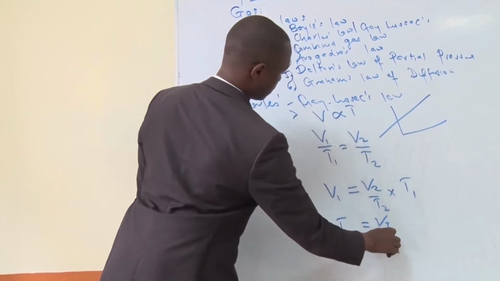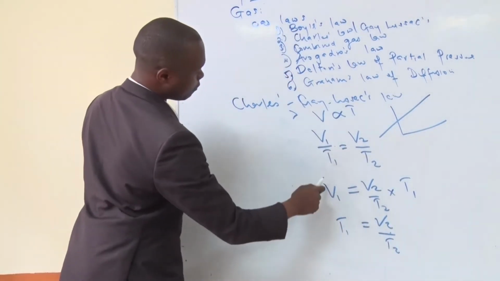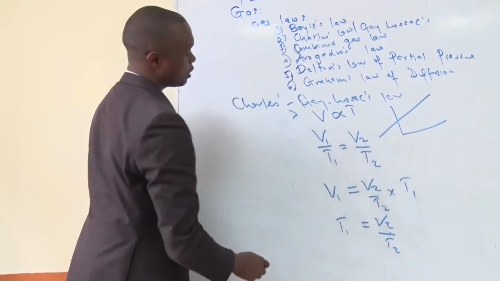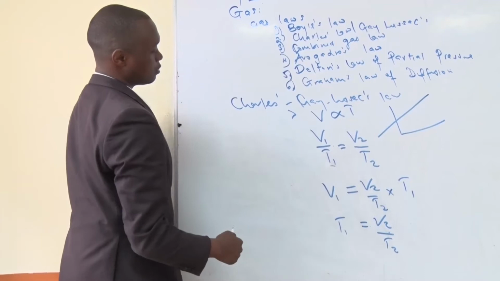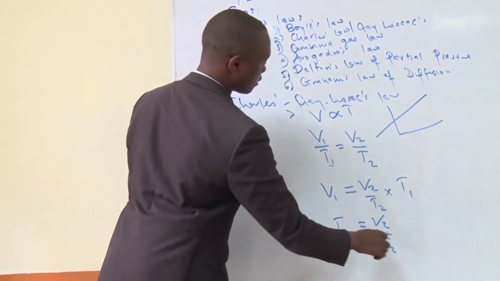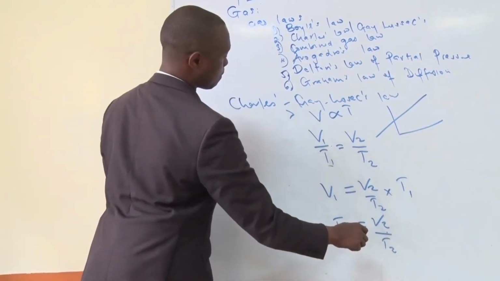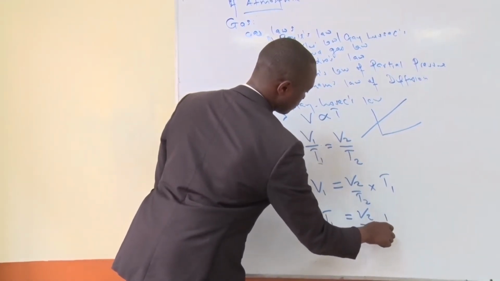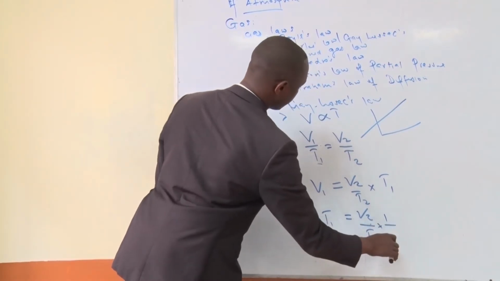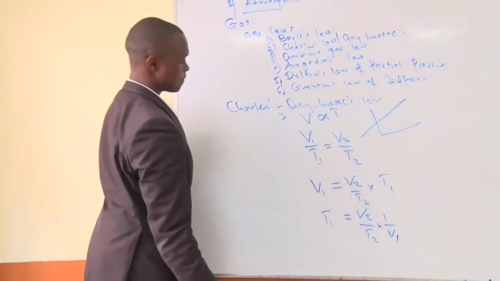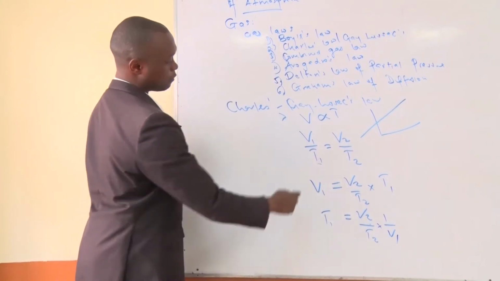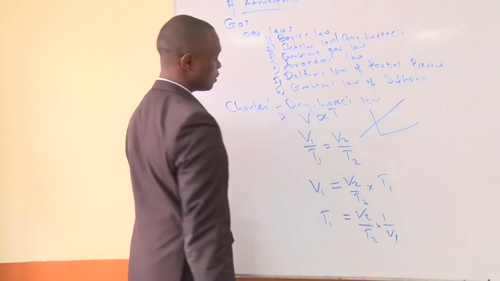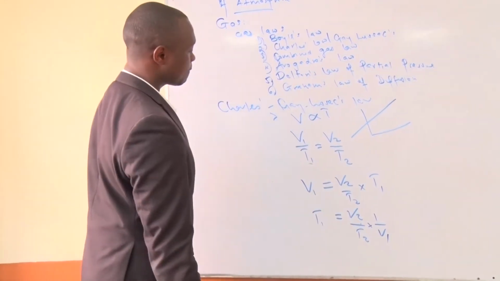We have said V1 from our equation here. You can see V1 over T1 is equal to V2 over T2. We are looking for T1. So T1 is V2 over T2 divided by V1. So basically it is V2 over T2 times 1 over V1.